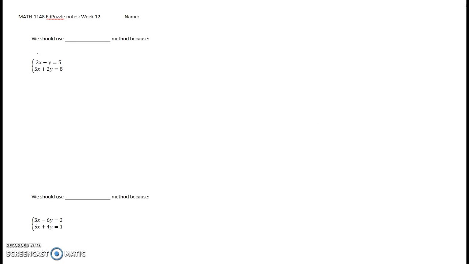What method are we going to use to solve this? We should use substitution. And I want to identify why we want to use substitution here, and you can see it's because we have a y that's going to be easy to solve for. Okay, so I can isolate this y.